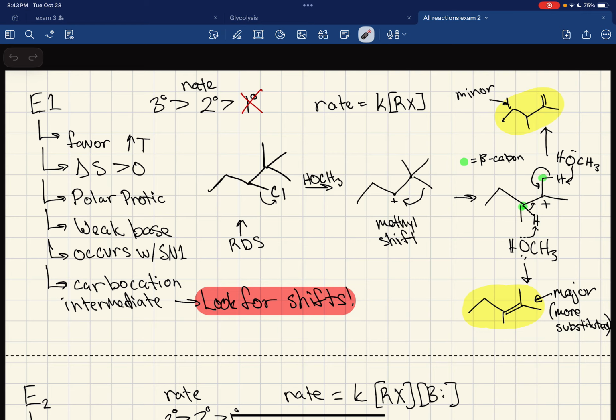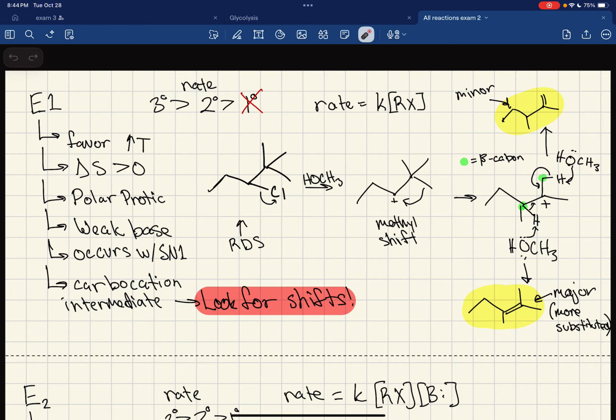All right, so E1 favors high temperature. Delta S will always be greater than 0 because there's going to be more products than reactants. It reacts fastest with polar protic solvents. And it is best with a weak base.